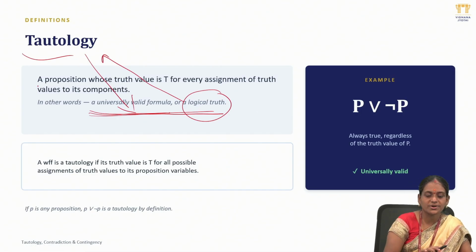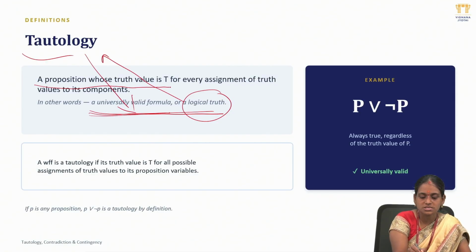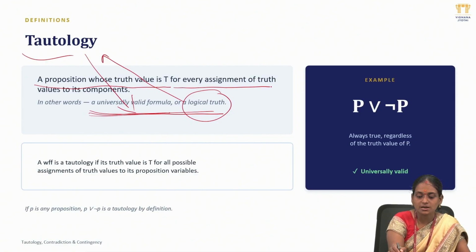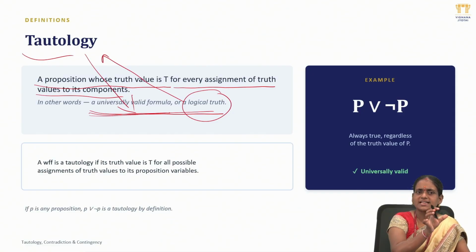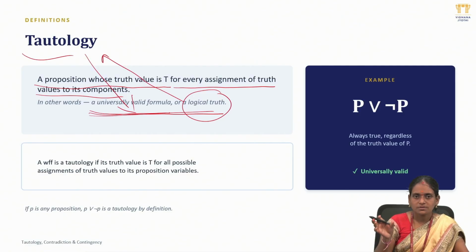Tautology is defined as a proposition whose truth value is T for every assignment of truth values to its components. To elaborate this definition, in the previous lecture we already saw that for the given formula, we indicate the corresponding columns with corresponding variables. At last we get one final column which includes the final formula, and in that we get the possible truth values.